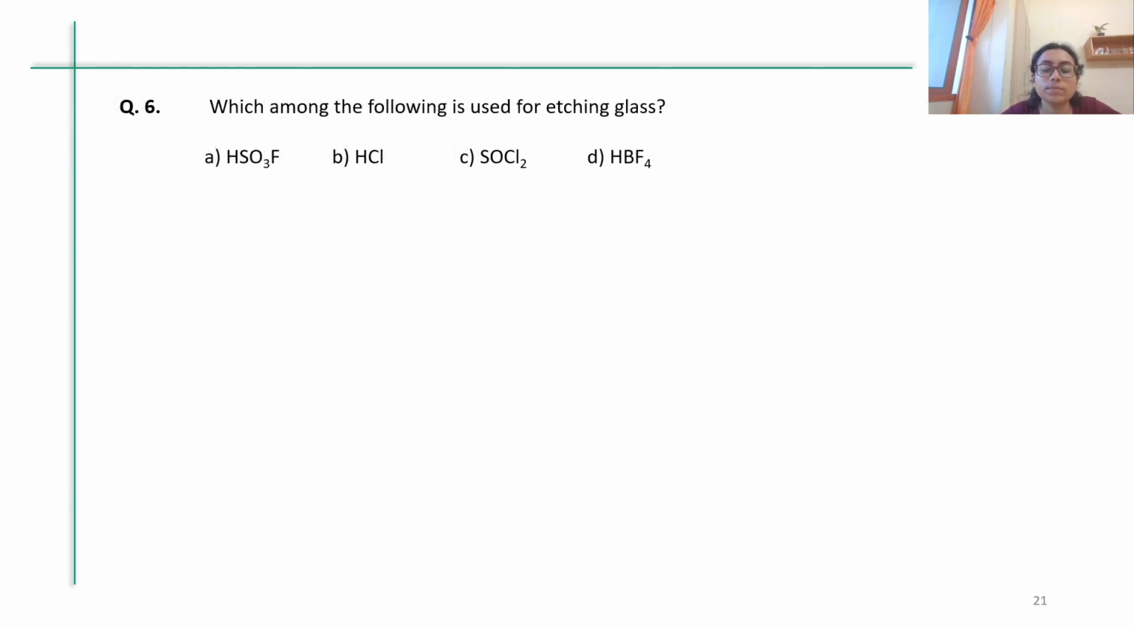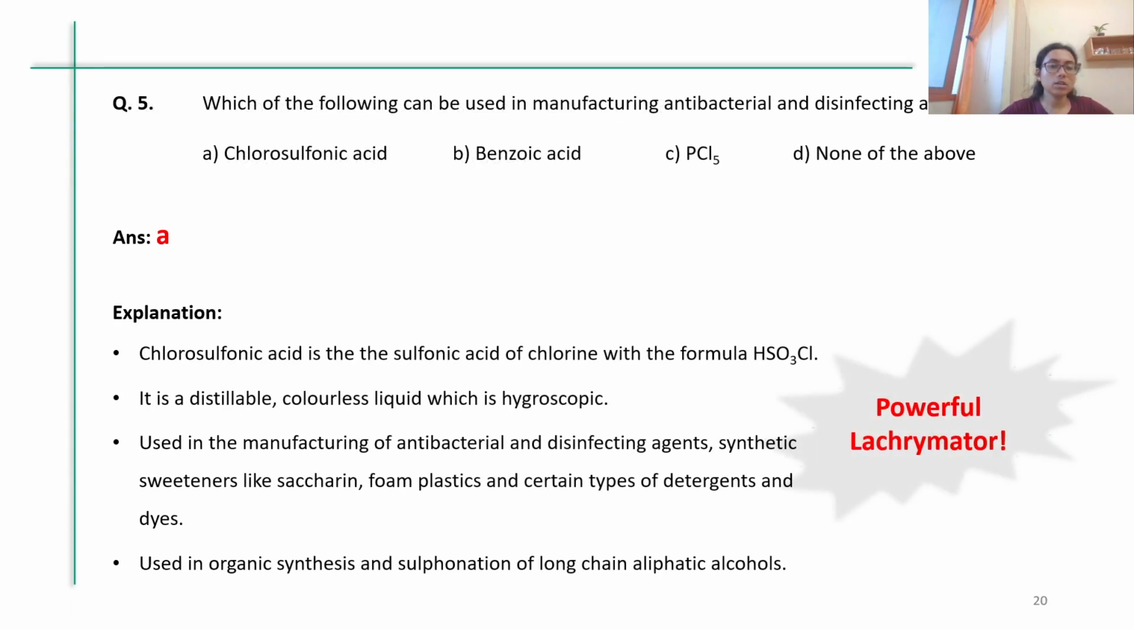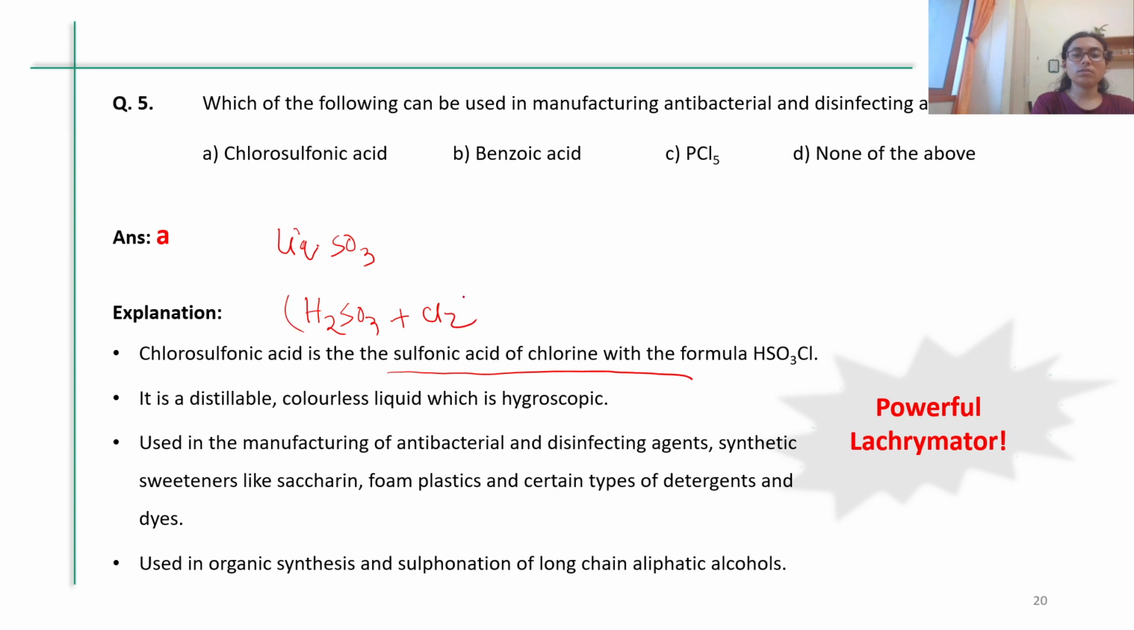Then moving to the next question, how to produce this chlorosulfonic acid, as here it is written, the reaction of sulfonic acid with chlorine. So sulfonic acid means liquid SO3. Sulfonic acid with chlorine we can react, like sulfonic acid H2SO3 plus Cl2, this one also, or liquid SO3 in HCl, okay, both will produce HSO3Cl.